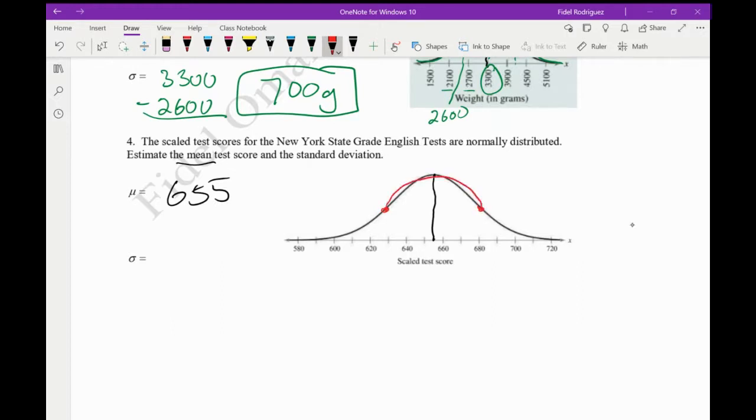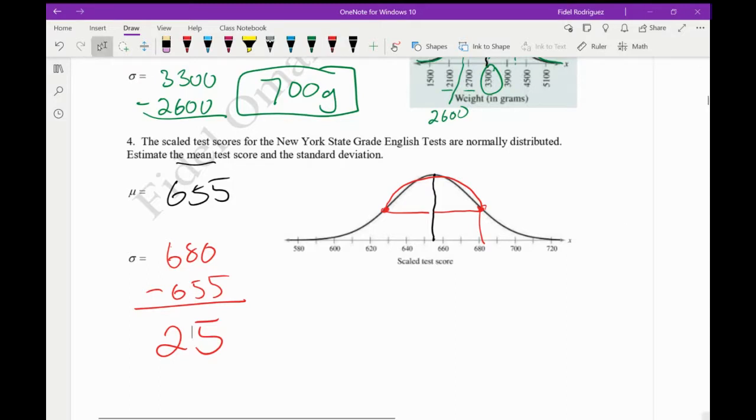This is when it's going down. And I'm looking for this distance, whichever one you want to use. It's up to you, right? So because this number here is 680, I'm going to use that value. So I'm going to take 680 minus 655, and that's going to give me 25.